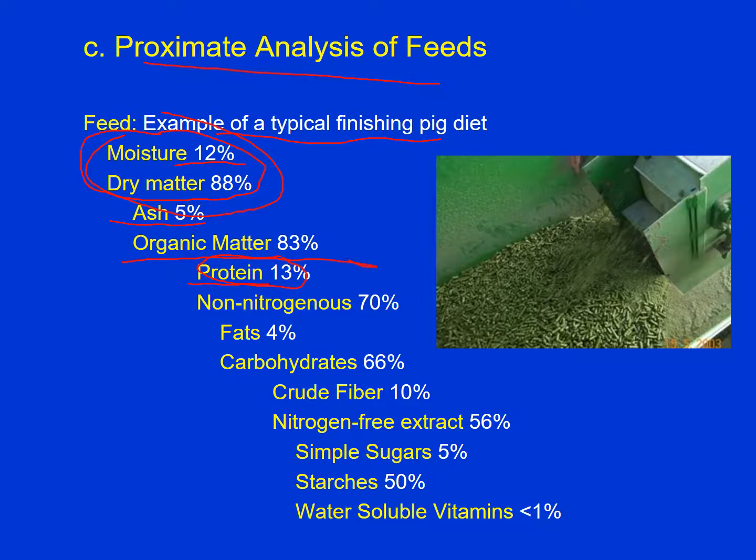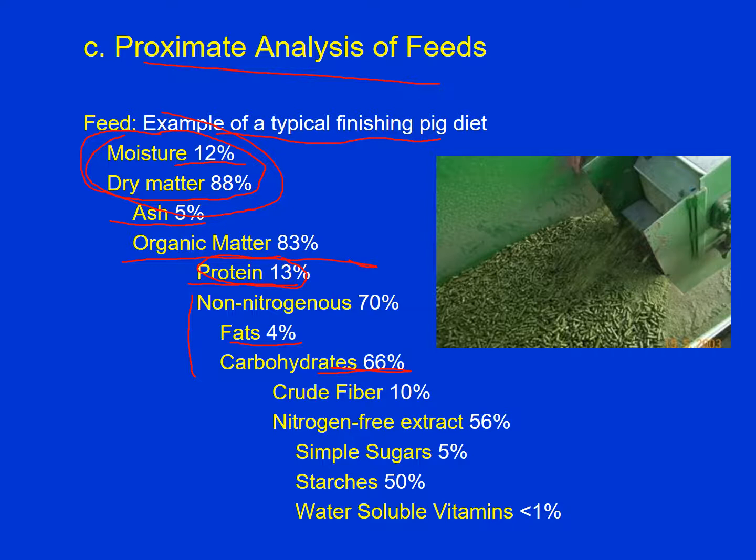We're feeding a 13% protein ration, very typical in a pig's diet. So of the organic matter, we've removed the protein, and what we have left here is the fats and the carbohydrates. A typical pig's diet may be 4% fat, and corn is about 4% corn oil. So there you go. And most of the energy though is going to be in the carbohydrates.